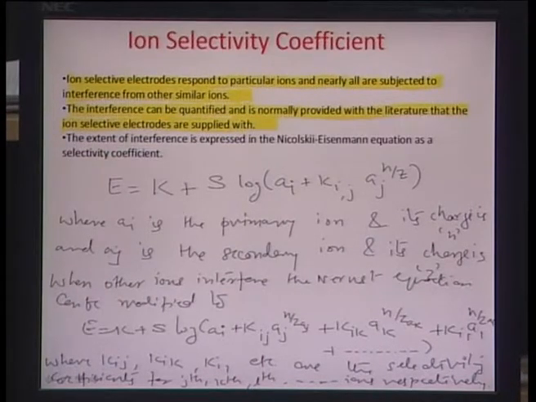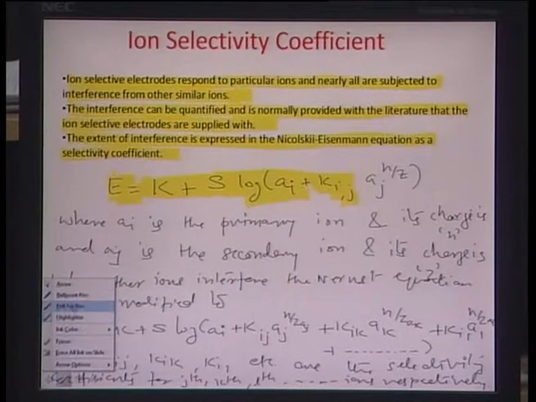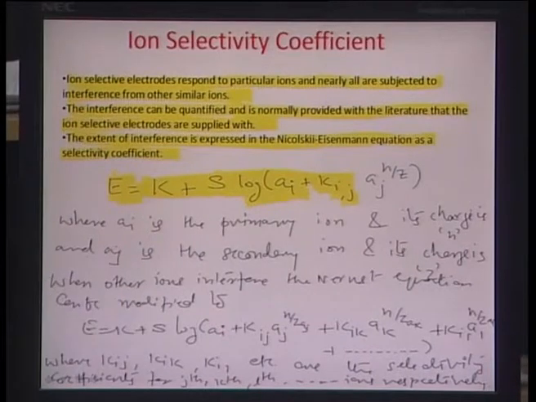The extent of interference is expressed by this set of equations, the Nicolsky-Eisenman equation, as a selectivity coefficient. So, the EMF given out by such a solution, which has more than one ion, one ion of interest and the remaining interfering ions, can be written as K plus S log of Ai, which is the activity of the primary ion of interest, plus Kij, and this is called the ion selectivity coefficient. This is a measured quantity.